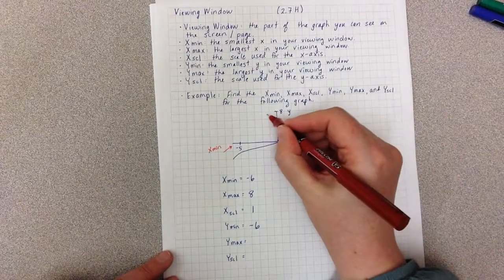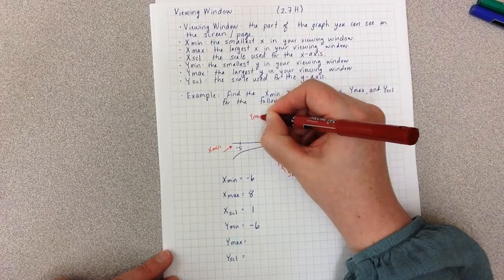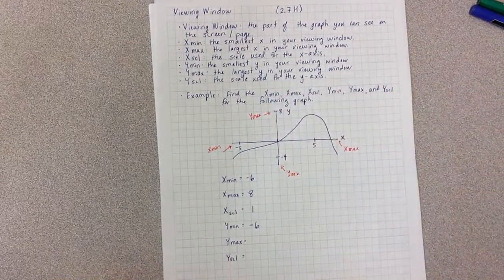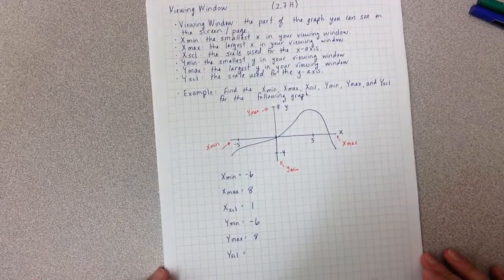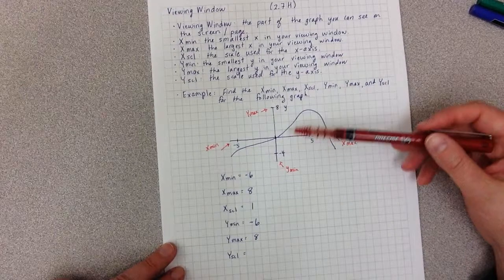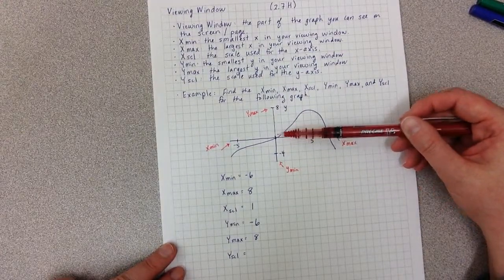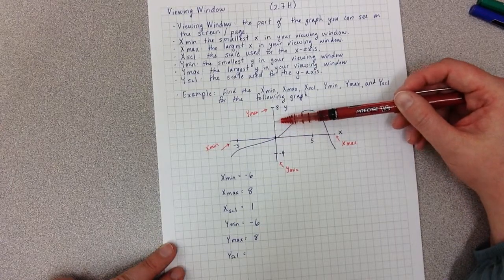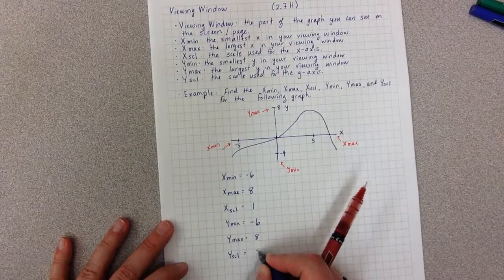I look at the top of my graph, that's my y-max, and that y-max is labeled as the number 8, so I don't have to even count. And then I'm looking at my y-scale. We had to figure this out in order to fill in our y-min. It meant that I was counting by 2s. So, 2, 4, 6, 8. So our y-scale is 2.